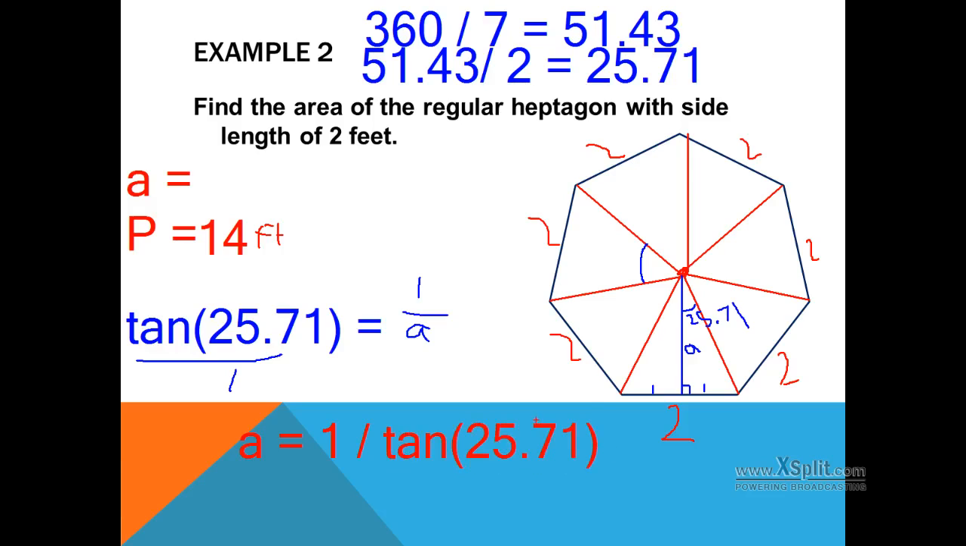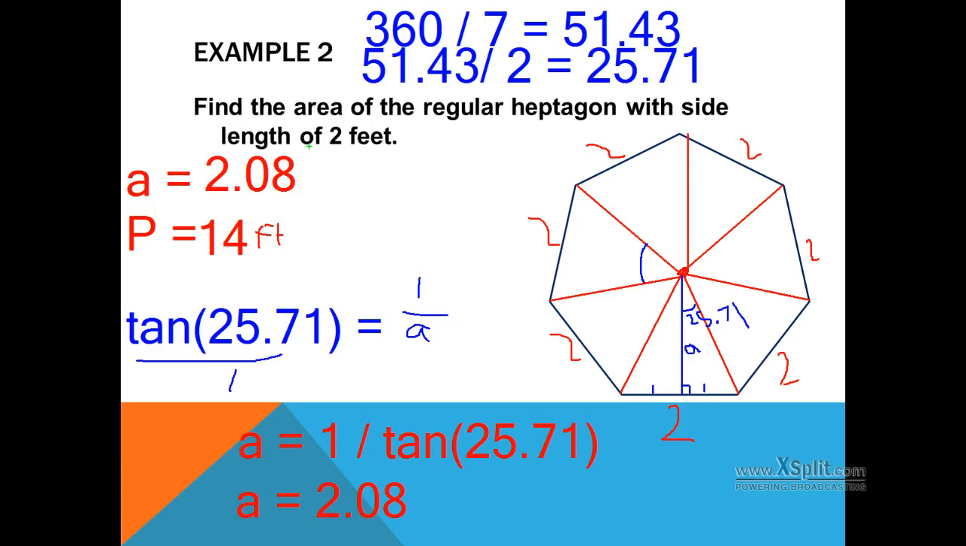If you're having trouble with that cross-multiplying, reference a few of those trig videos we did earlier. Those will really help you out. On your calculator now, if you do 1 divided by tangent of that 25.71, that's going to give you a 2.07 or so, 2.08. Our apothem is equal to 2.08. I'm going to write that up here as well, 2.08.